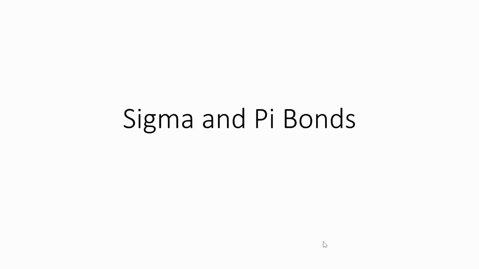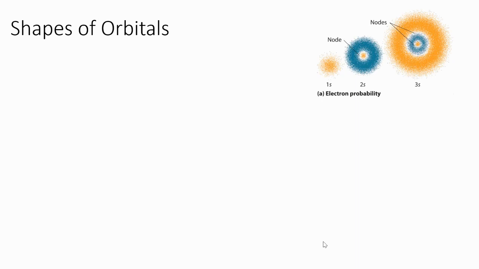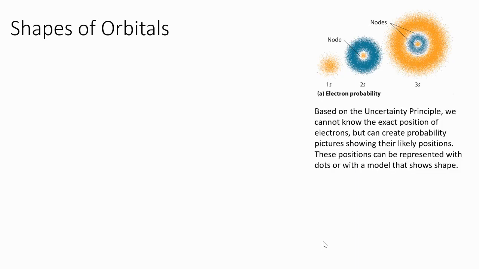This video is about sigma and pi bonds. Before we can talk about those bonds, we need to talk about shapes of orbitals. So we know that based on the uncertainty principle that you can't know the exact position of electrons. However, we can create these probability pictures that show their likely positions. You can see in this diagram that the likely positions of electrons is represented by a dense region of dots. We could summarize these depictions using shapes.